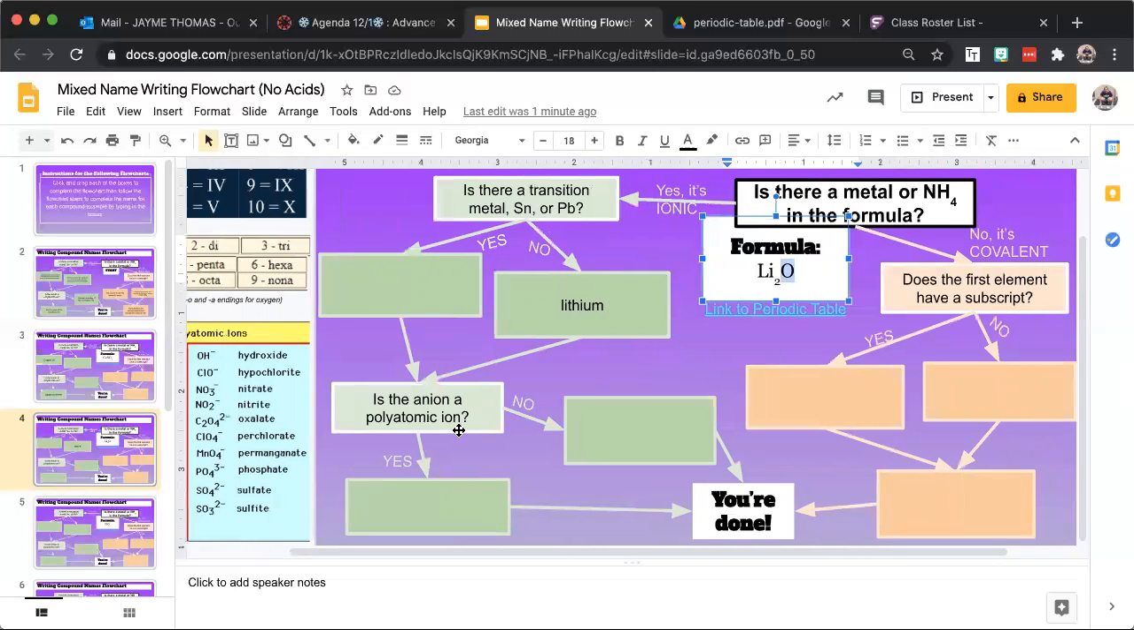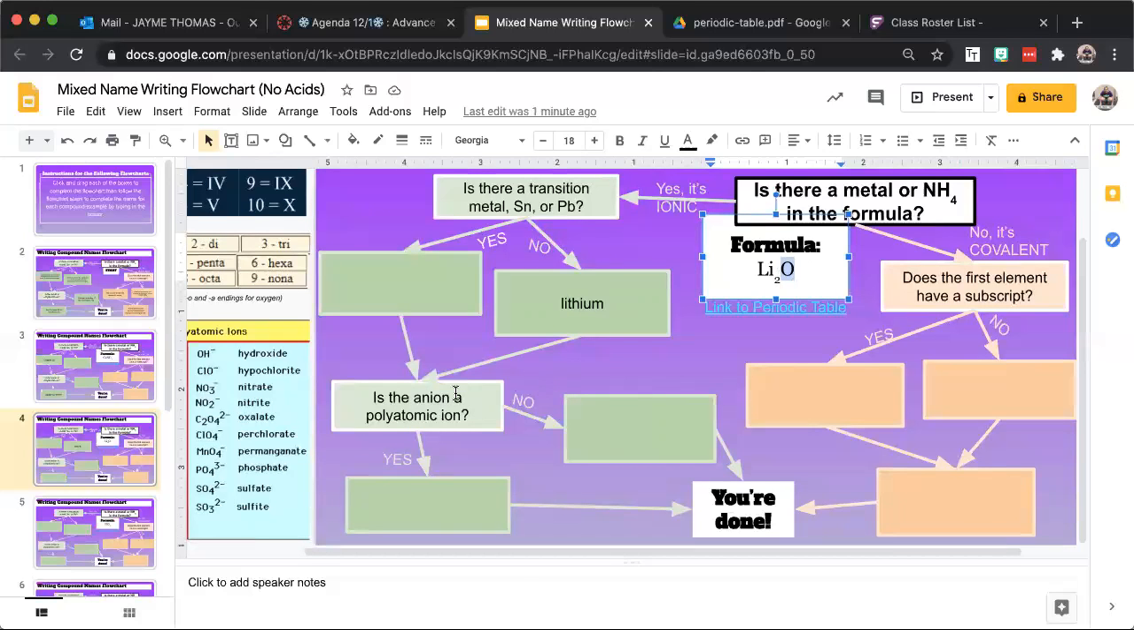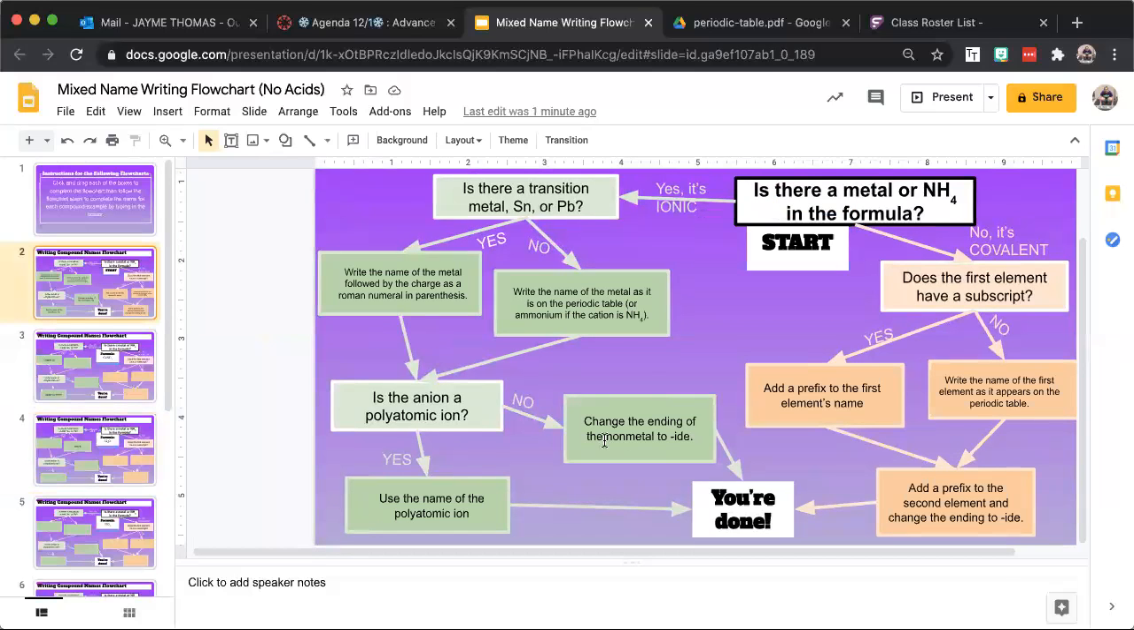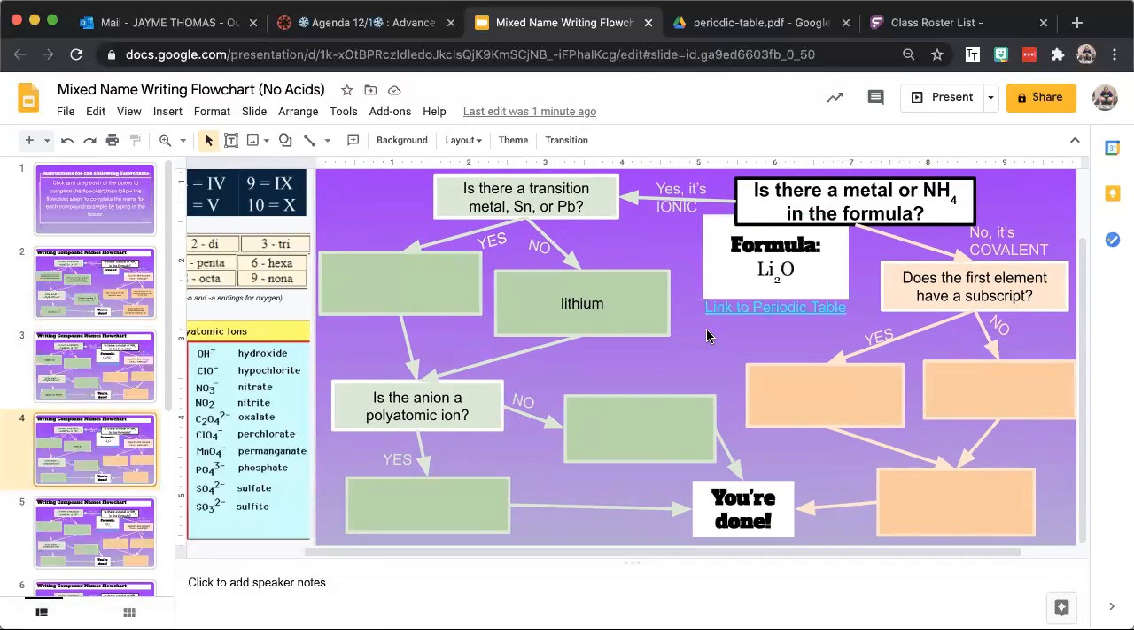So when you get to that question where you need to know if it's a polyatomic ion, you look at the second part of the formula, which in this case is the O, because we already did the lithium. That was the first part. And O is not more than one atom. That's just one element. And so that means that we would say no to that question. Following the box to the no, it says we just change the ending of the nonmetal name to IDE. So we need to know what's the name of O, and then we need to change its ending to IDE.